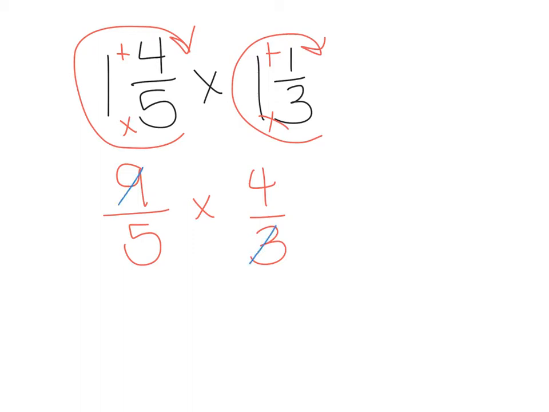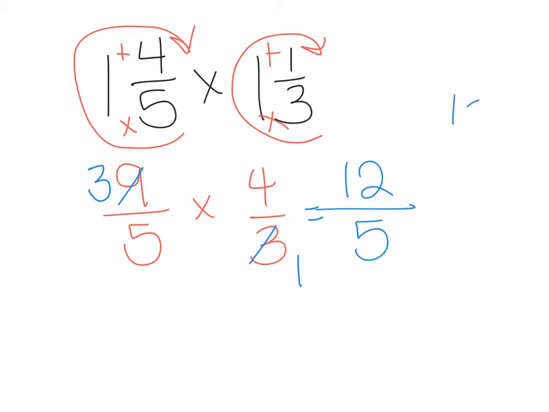I'm going to cross it out. The 3 divided by 3 is 1. 9 divided by 3 is 3. That just gives you a little bit smaller numbers, and you don't have to simplify as much at the end. So 3 times 4 is 12. 5 times 1 is 5.